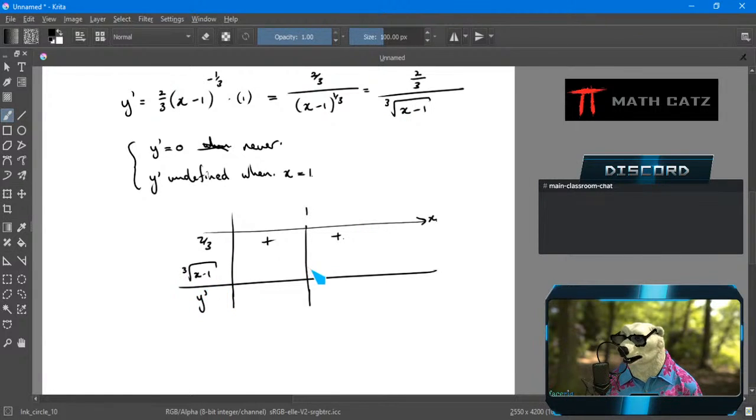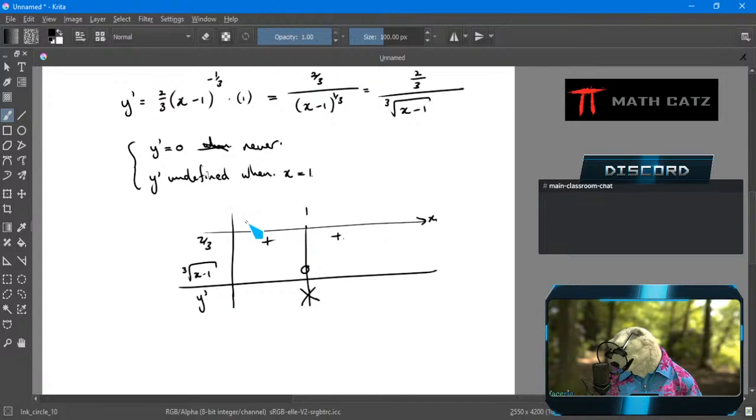Cube root of x minus 1 is 0 when x is 1, and because it's in the denominator, we've said it makes the derivative undefined. Okay. Now, this looks perhaps a little bit uncomfortable.